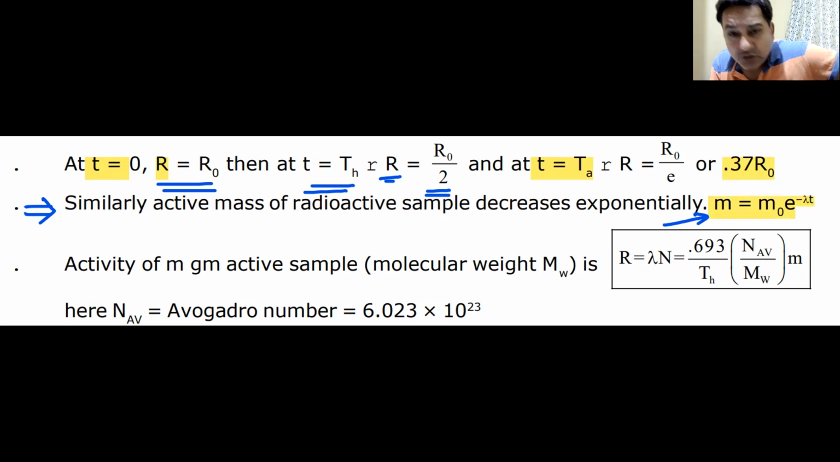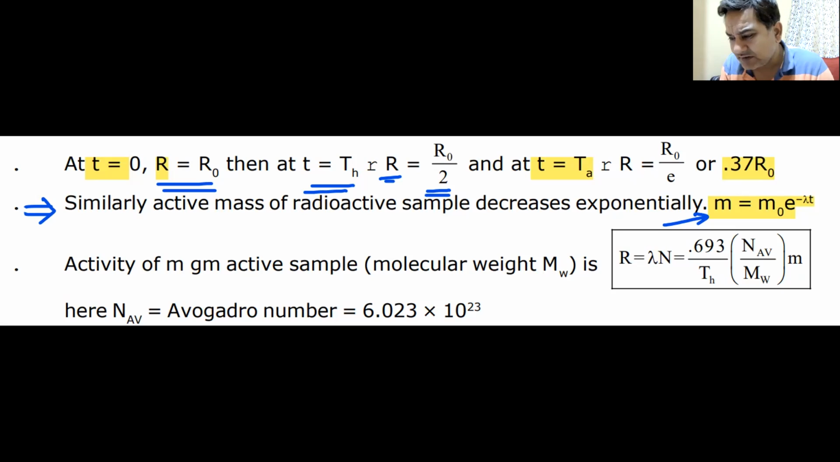What does m stand for here? Mass at a given time. What does m naught stand for here? M naught stands for the original mass. Do we understand this? Okay, this is what you need to remember.